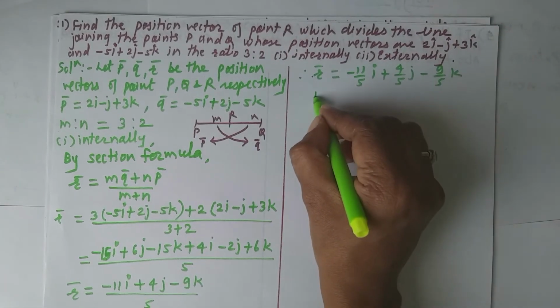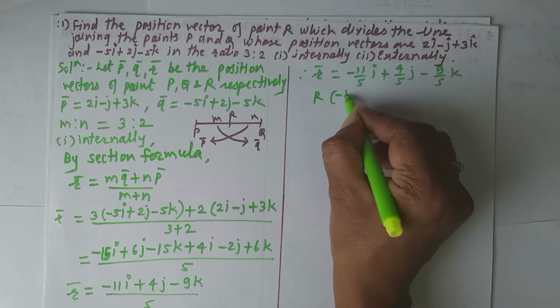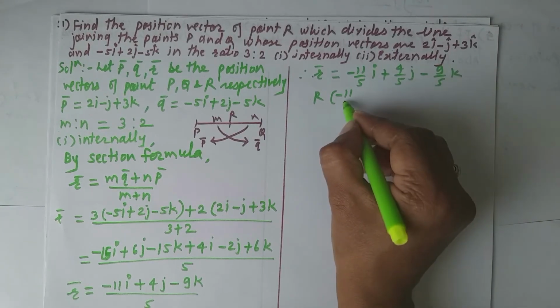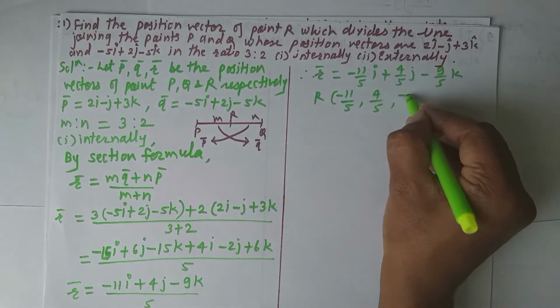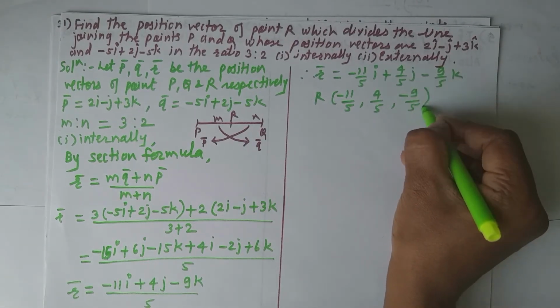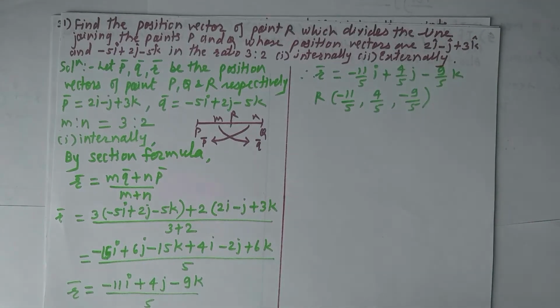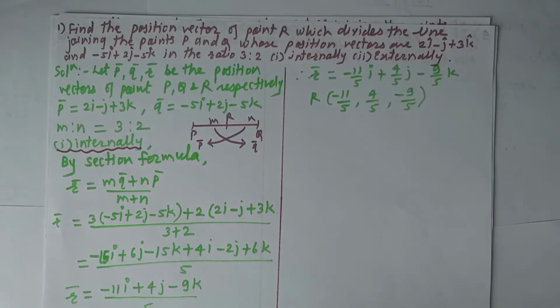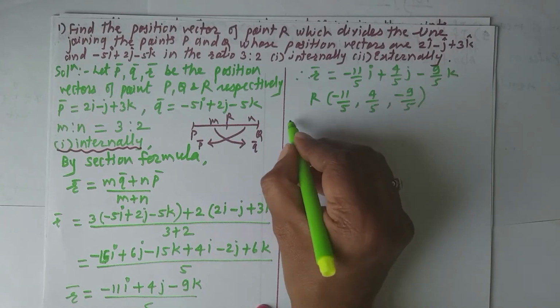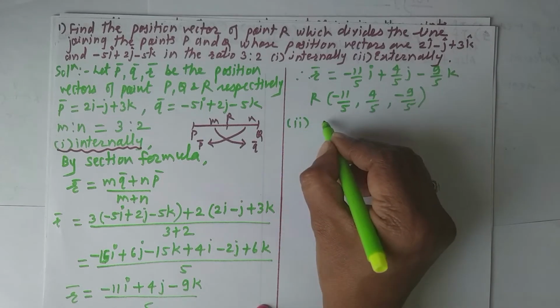And what will be the coordinates of point R? The coordinates will be the components of i, j, k, that is minus 11 by 5, 4 by 5 and minus 9 by 5. Then we will find for external division. Here we have found it for internal division. Now we will find the position vector of point R which divides externally.